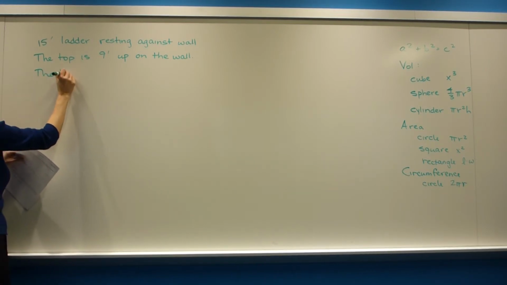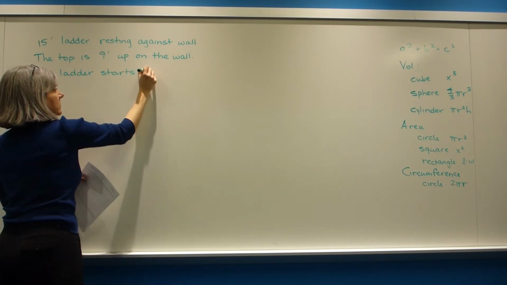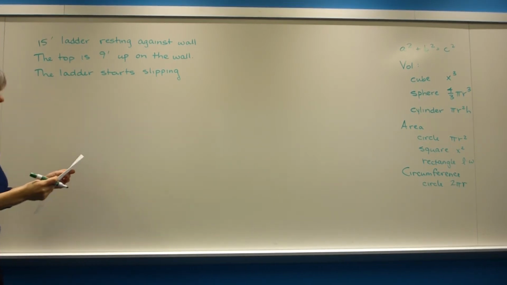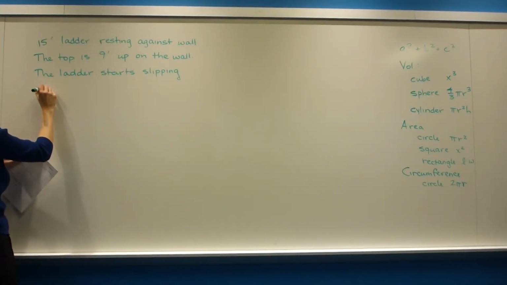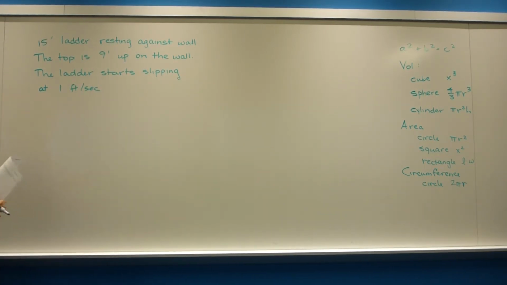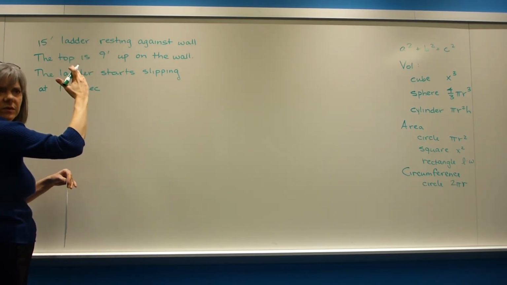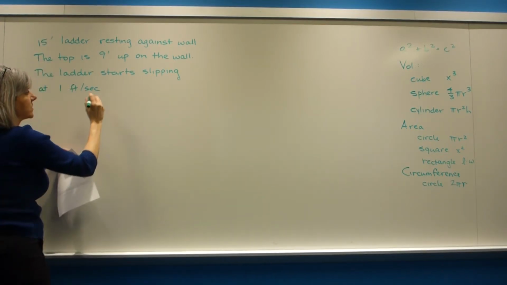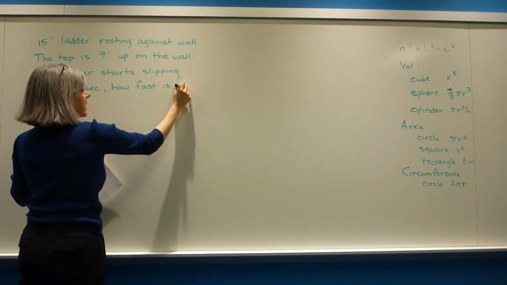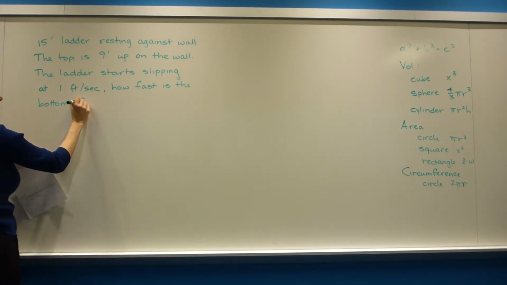The ladder starts slipping. We know we can't slip up, we're going to be slipping down. So the ladder is slipping at 1 foot per second. So the question is, if the ladder's coming down, what's the bottom doing? If the top's coming down, what's the bottom doing? Sliding out, right? So the question is, how fast is the bottom of the ladder sliding?